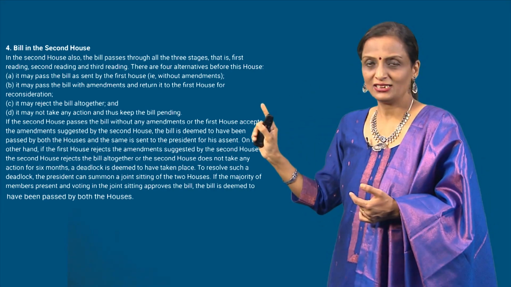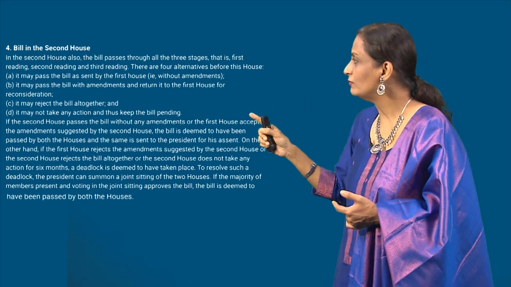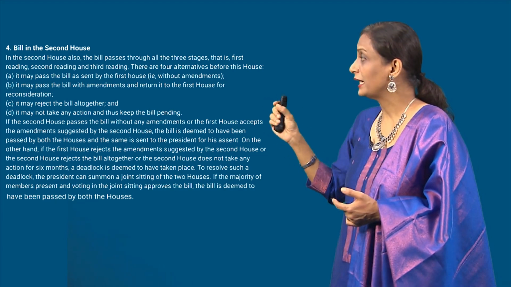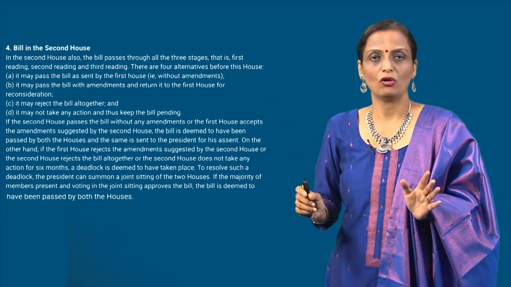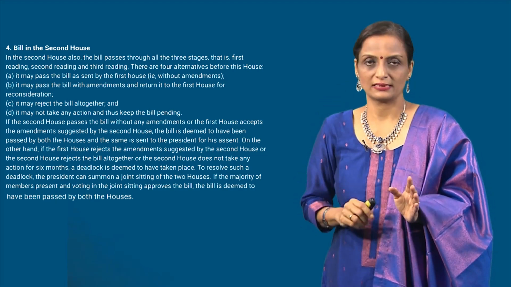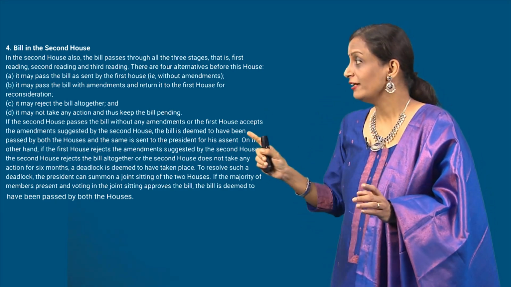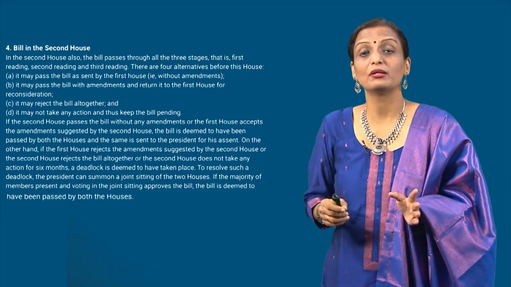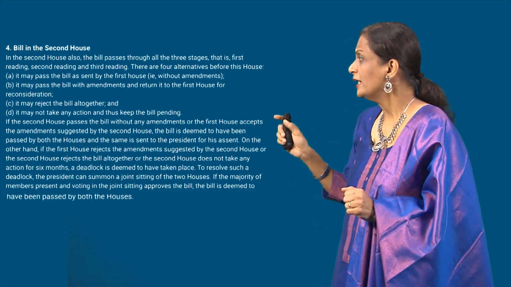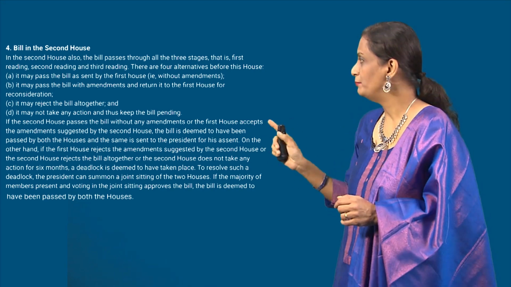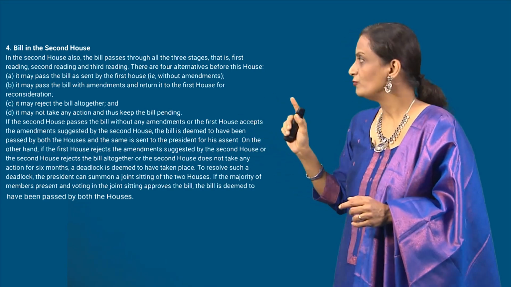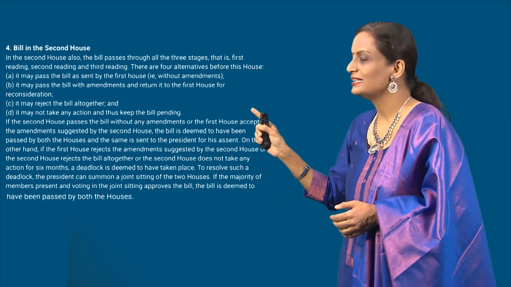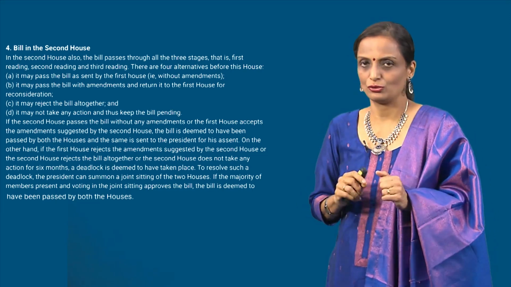Third, it has to follow the procedures of all the stages which have gone in the previous house, and also the house can reject the bill altogether. And finally, it may not take any action and thus keep the bill pending. If the second house passes the bill without any amendments, or the first house accepts the amendments suggested by the second house, the bill is deemed to have been passed by both the houses of the Parliament.